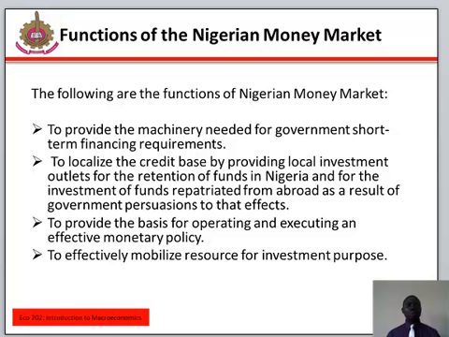2. To localize the credit base by providing local investment outlets for the retention of funds in Nigeria and for the investment of funds repatriated from abroad as a result of government persuasion to that effect. The next one is to provide the basis for operating and executing effective monetary policy. And the last one is to effectively mobilize resources for investment purposes.